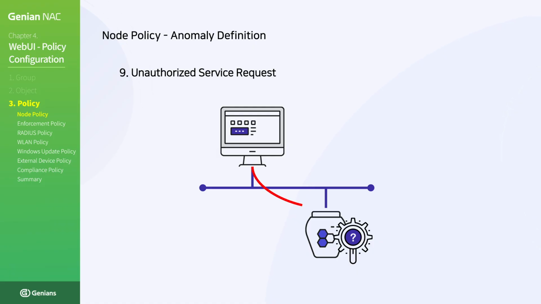The ninth event in Anomaly definition is unauthorized service requests. This event uses the NAC honeypot to detect and flag devices that initiate TCP session requests to unrecognized services. When such activity is detected, the system identifies the device as a potential threat.